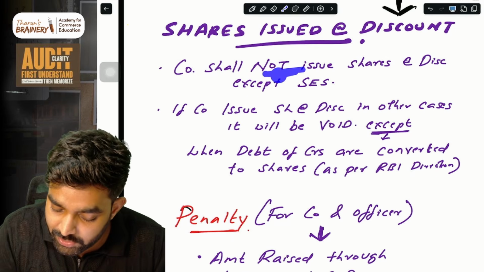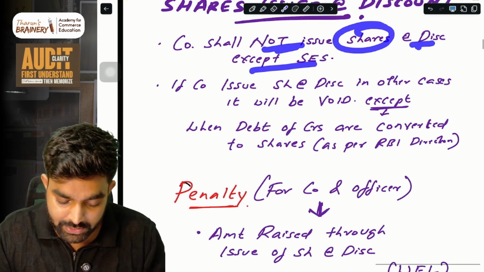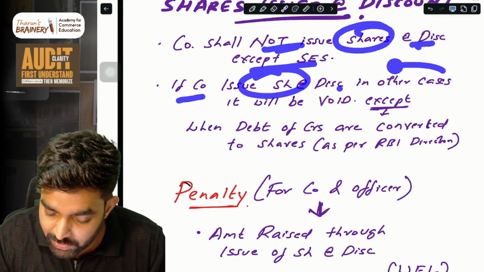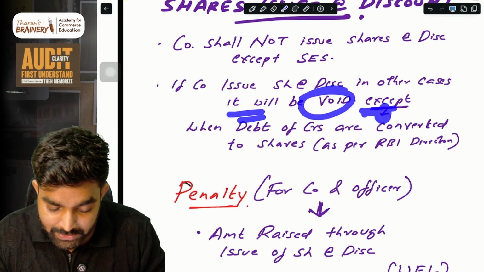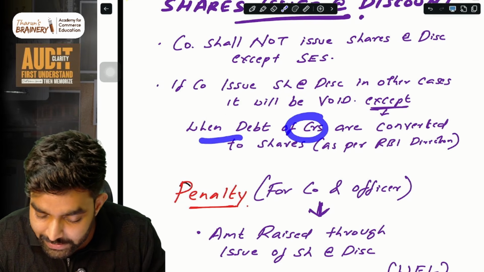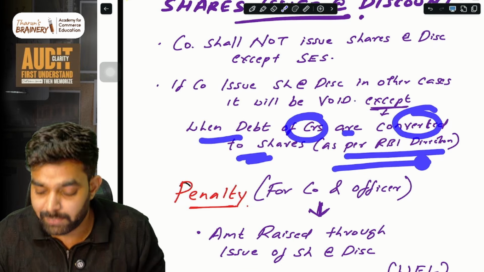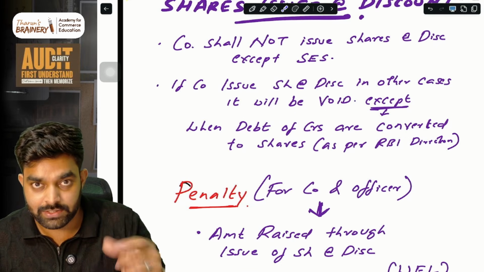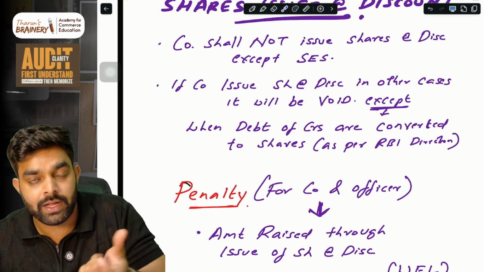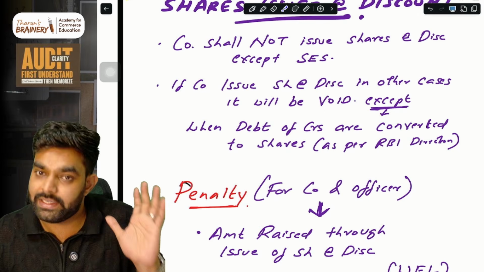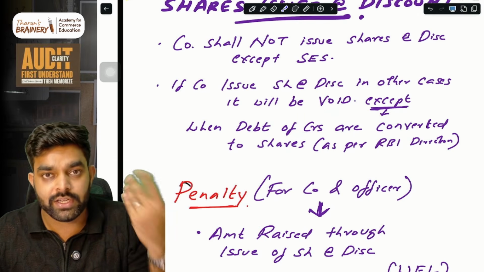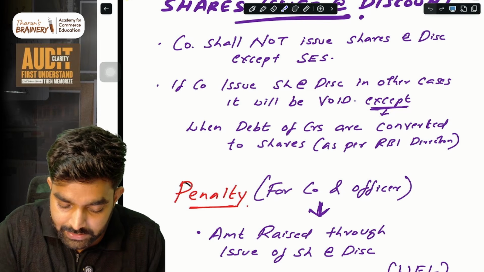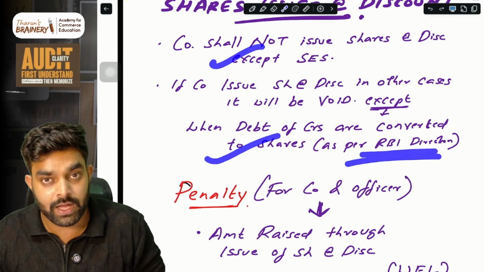So company shall not issue shares at discount except as sweat equity shares. If a company issues shares at discount in other cases, it will be void. One more exception is there: when debt of the creditors is converted to shares as per RBI direction. Company has a lot of creditors and is unable to pay them, so RBI directed to convert that debt to shares. In that case, when debt of creditors is converted to shares, you can issue it at a discount. So basically, two cases are there, but here only as per the RBI direction.